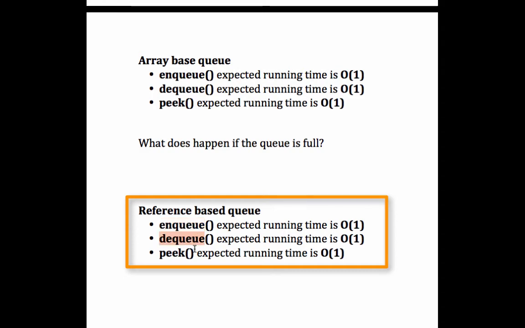If we need to dequeue, which means remove the value at the front of the list, we know where the front of the list is also located. So those are completely O(1). And obviously displaying the value at the top, at the front of the queue or at the beginning of our linked list is also O(1). So very good news that all three operations, enqueue, dequeue, and peek in the reference-based queue, they're all constant time and they're independent of the size of the data.